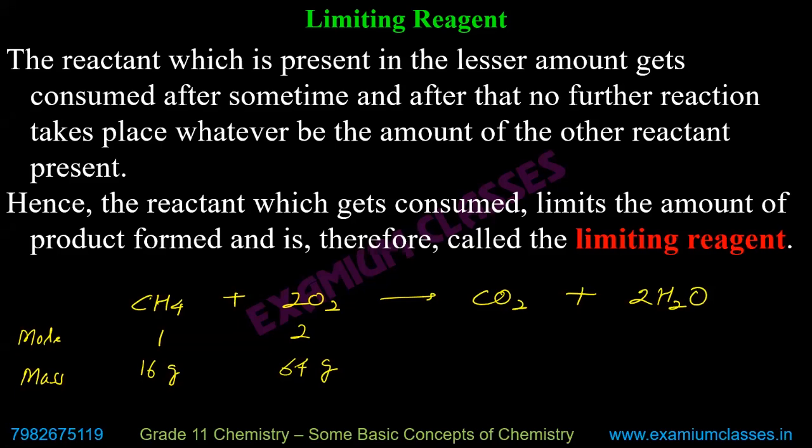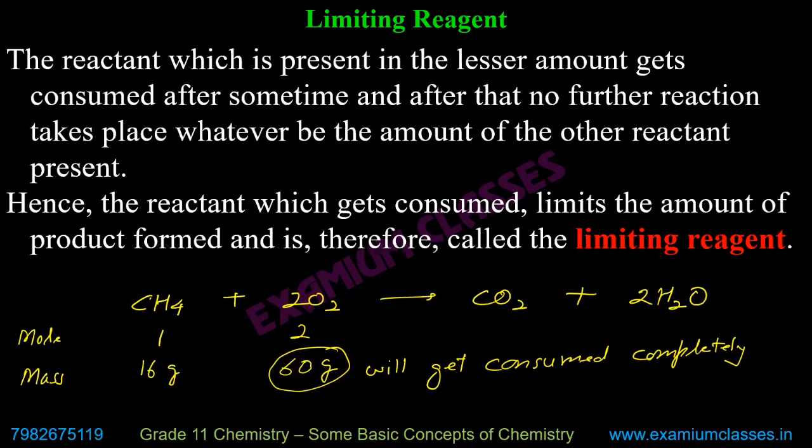But suppose instead of 64, you have only 60 grams. You don't have 64 grams, and you get it reacted with 16 grams of methane. In this case, oxygen will get consumed completely. There will be some amount of methane which will remain unreacted because it is in excess as compared to oxygen. So oxygen in this case will be the limiting reagent.